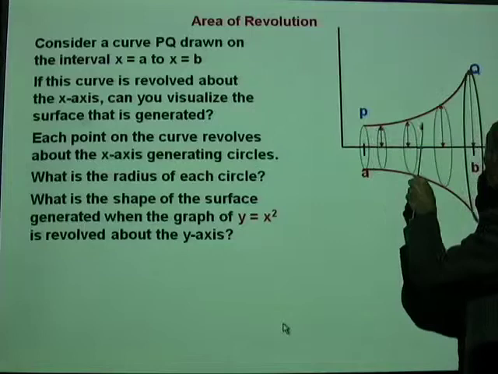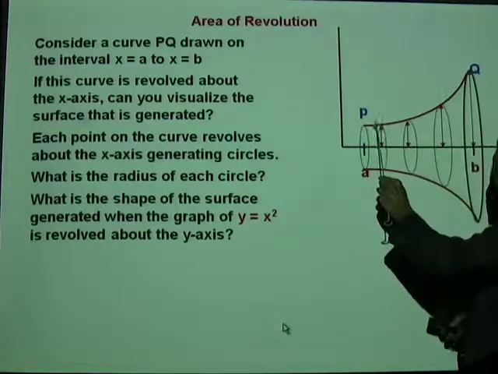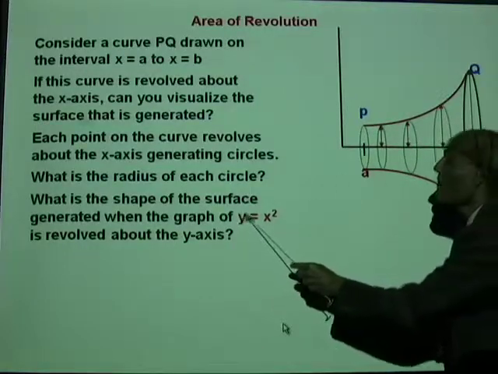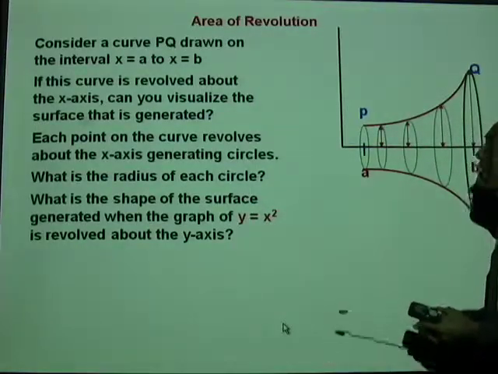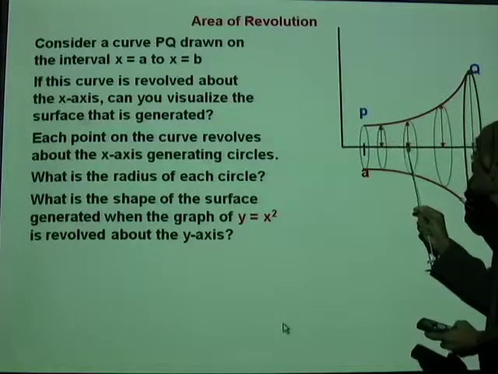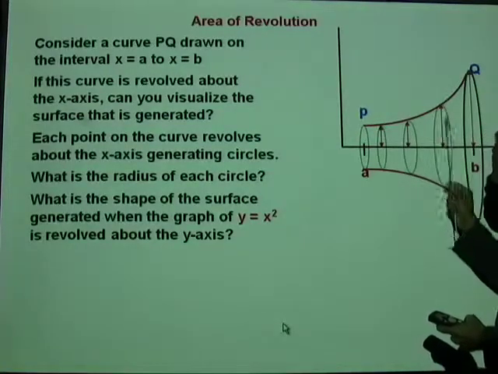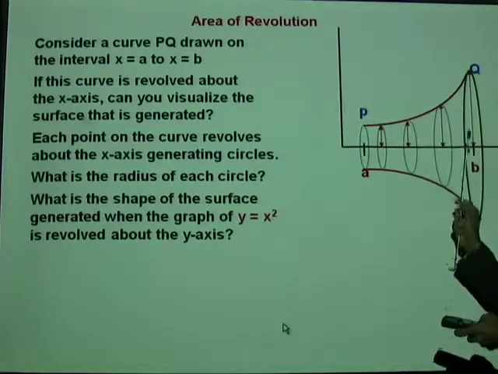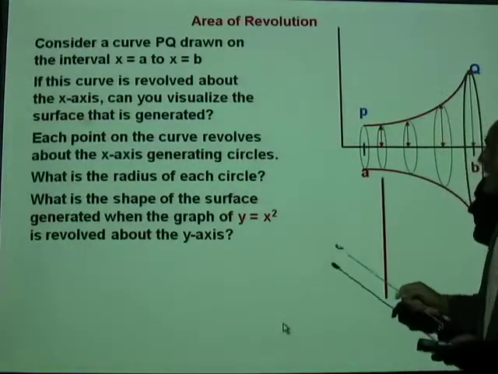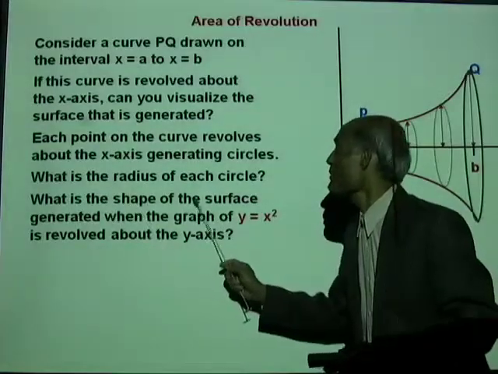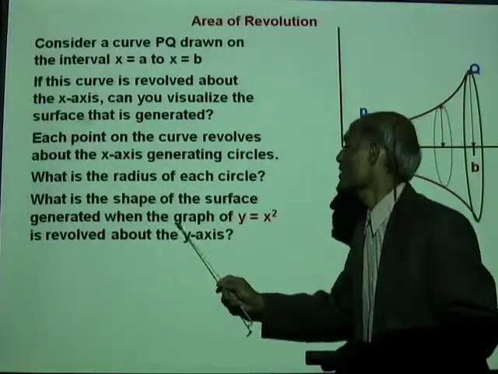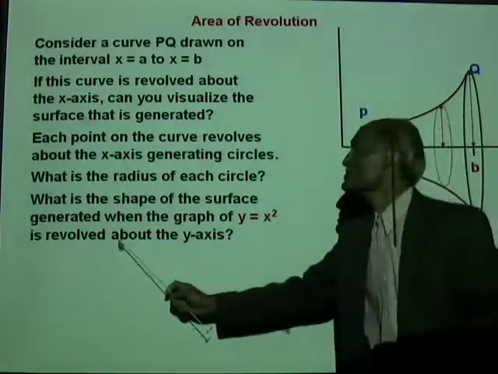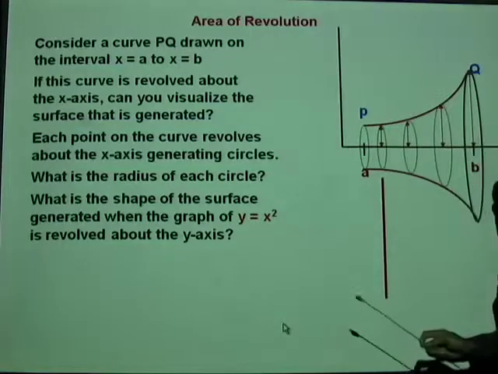If this is the graph of y equal to x squared, then each of these radii will be y equal to x squared. In other words, this will be x squared, this will be x squared, this will be x squared. Of course, each of these will be different because each x value is different. Now, tell me, what is the shape of the surface generated when the graph of y equal to x squared is revolved about the y-axis?